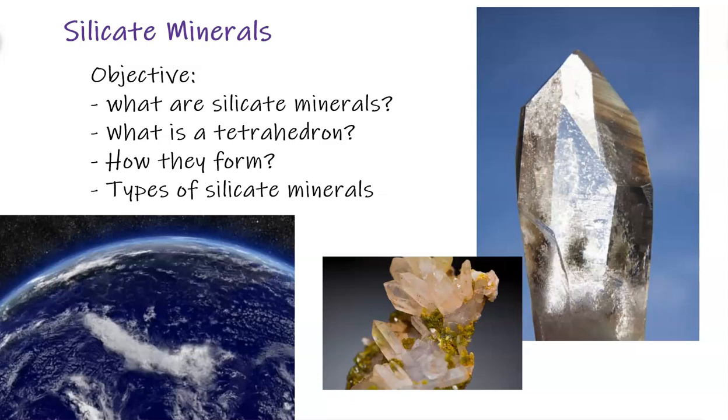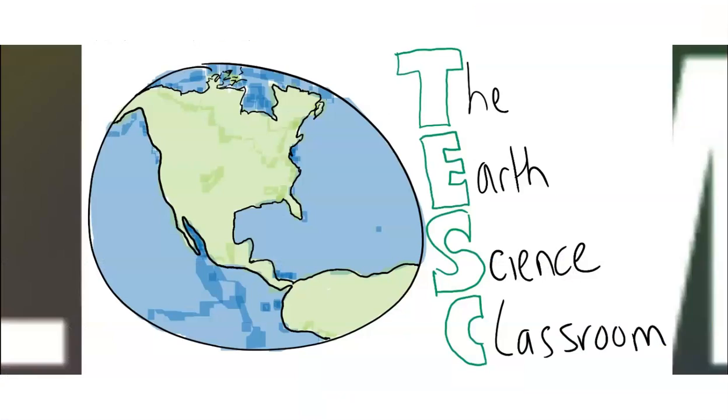This video is all about silicate minerals. It is an additional video in the minerals playlist looking at a certain group of minerals in particular, which is silicates. This video is going to discuss what they are, what a tetrahedron is, how they form, and also the different types of minerals that are classified in the silicate group. So there are different types, and we'll discuss them in this video.